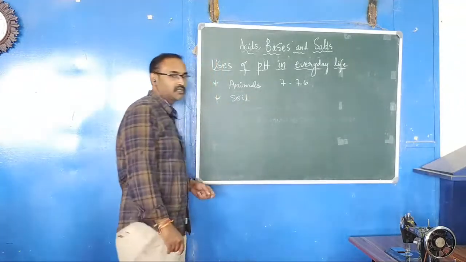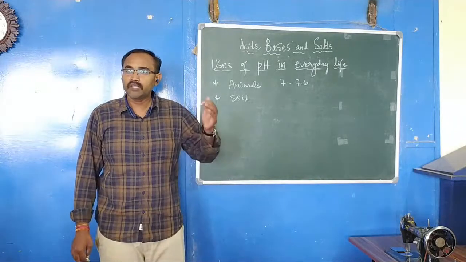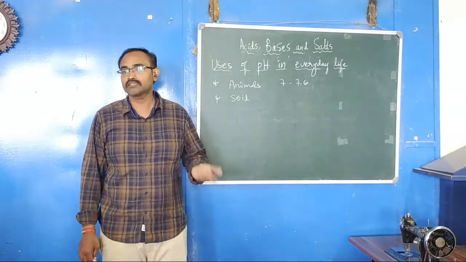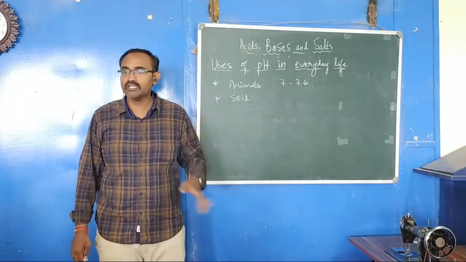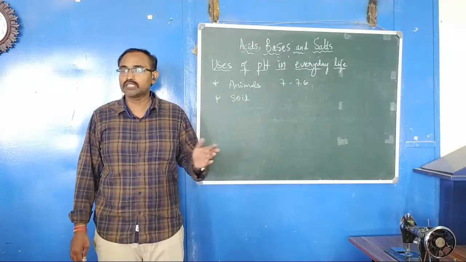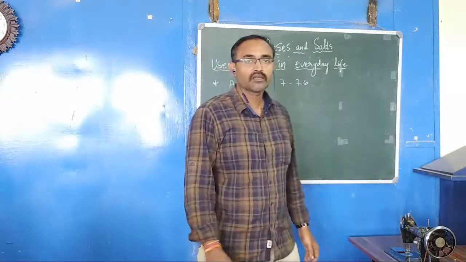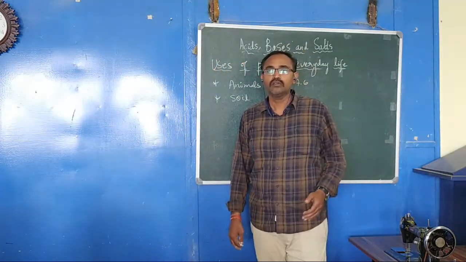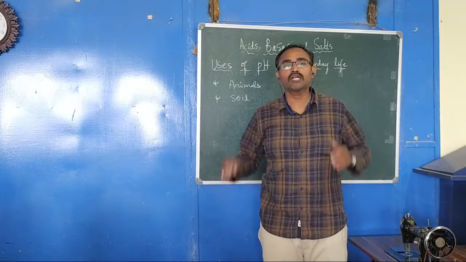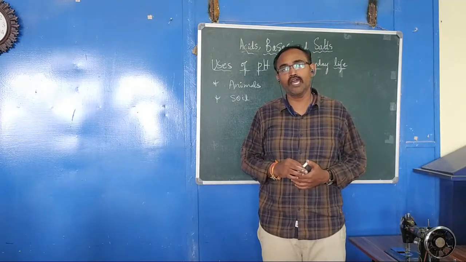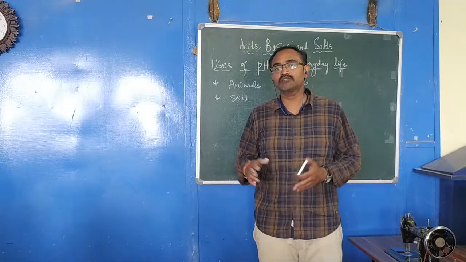Now, soil. Just now I told you, if the acid rain falls, then the nature of the soil changes. Then the plants do not grow well, or the crops do not grow well. Now, most of you are from an agricultural background. So what the farmers are using today are chemical fertilizers, which are more acidic in nature.